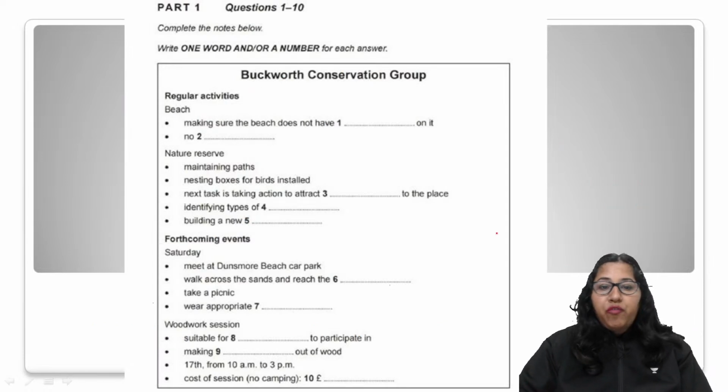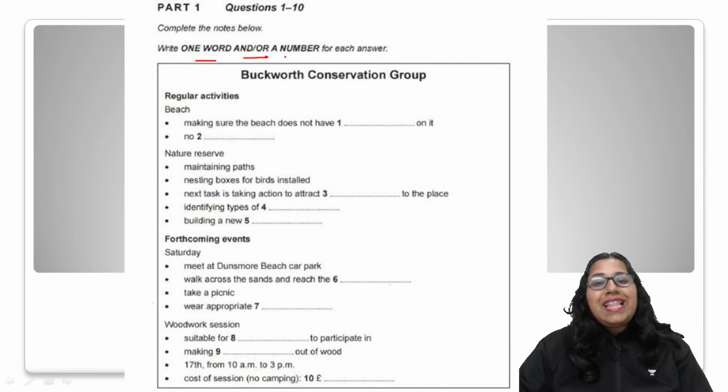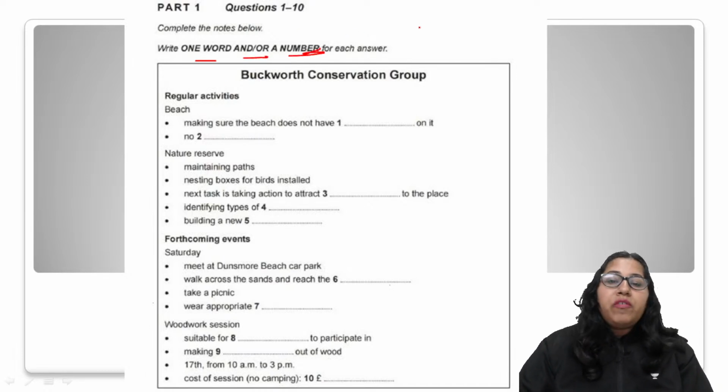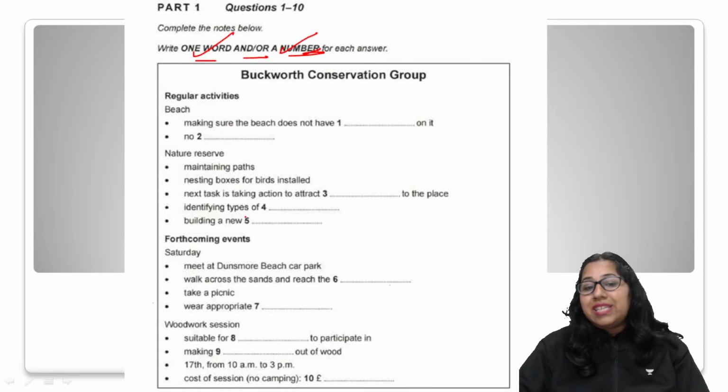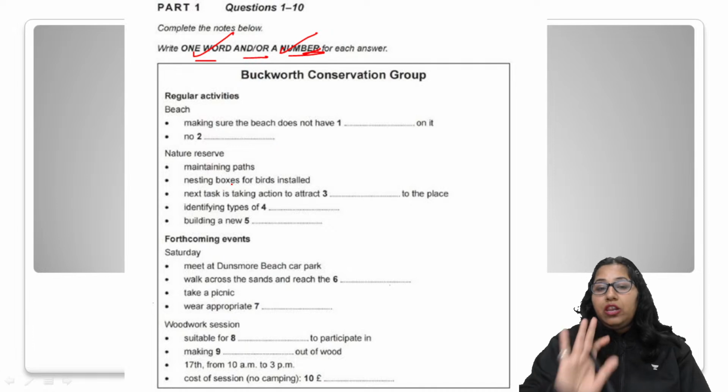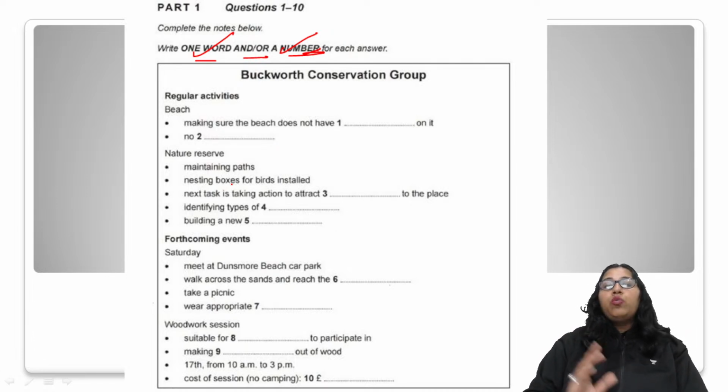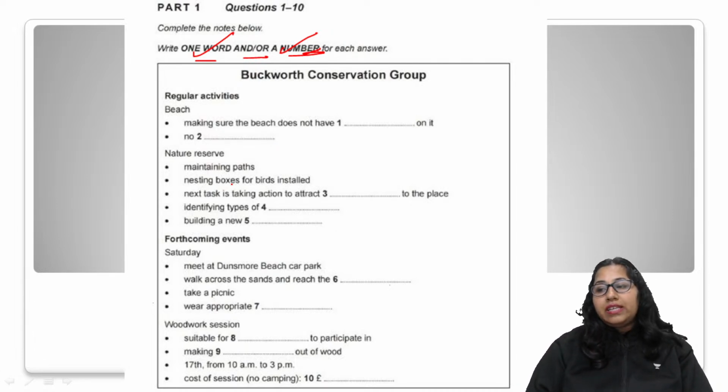Here you have a form, an entire form, and under the form you have fill-ups. So you have to basically answer these questions in one word, and/or a number. So it can have a combination of a word and a number. It can also take a single number or a single word as an answer. So please have a look, this is what your part 1 looks like generally in your IELTS exam.